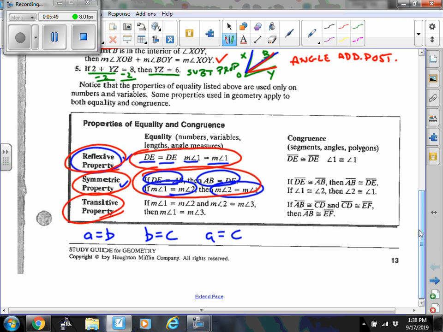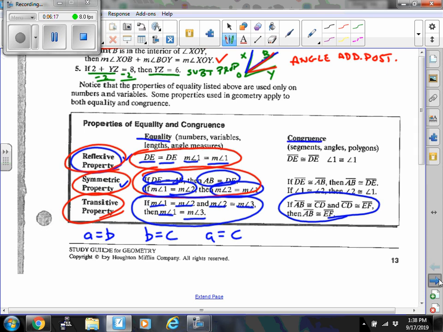And here's how it works with angles. They didn't give you segment examples, but here's how it works with angles. If the measure of angle 1 equals the measure of angle 2, and angle 2 equals the measure of angle 3, then that means angle 1 equals angle 3. And here's another example, but using congruency statements. Okay, it works with equals and it works with congruencies. So those properties are in both.